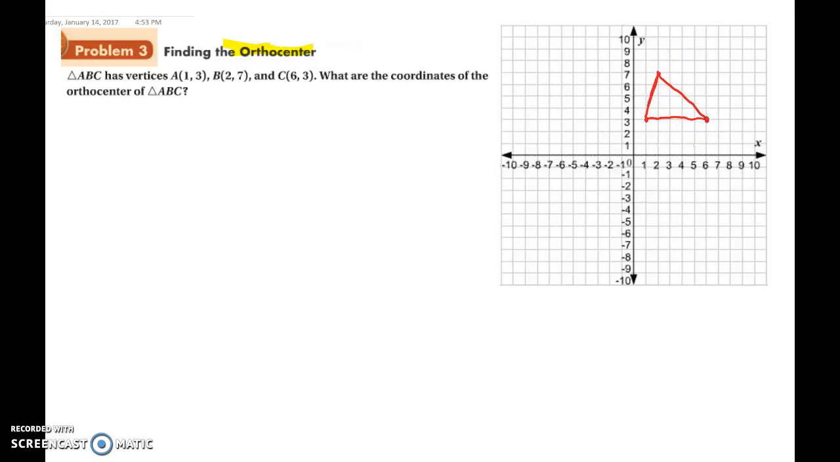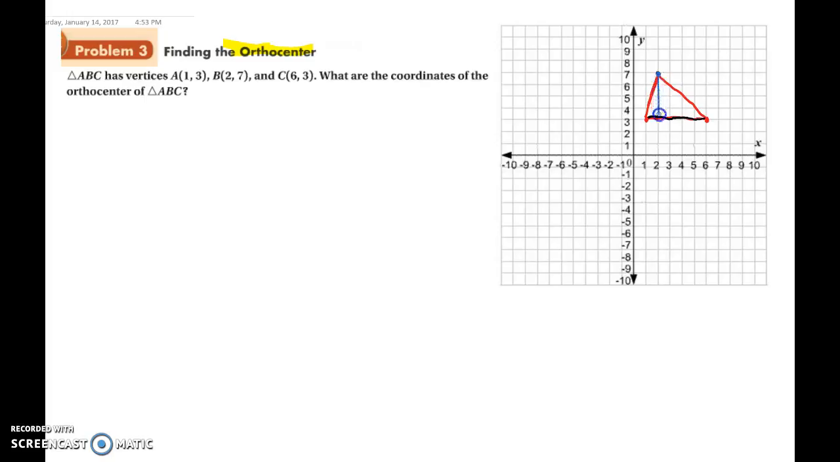All right, now when you're doing this, it's important to look at your triangle and see, is there any easy way for me to find an altitude? And since we have this side here that we know is a horizontal line, it is easy for us to find the altitude that will go from this vertex, from point B, to the opposite side. And it's easy because the opposite side is horizontal, so all we need is a vertical line that will pass through that point.